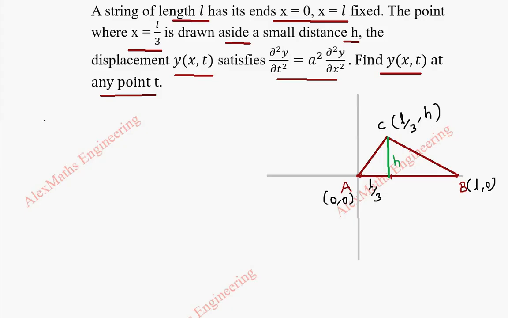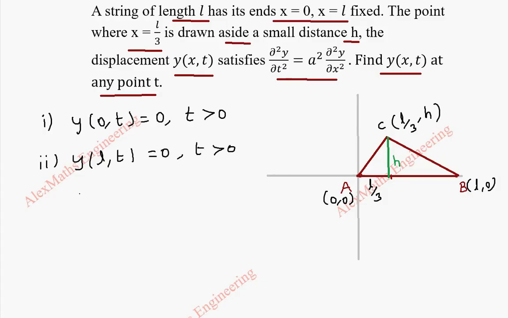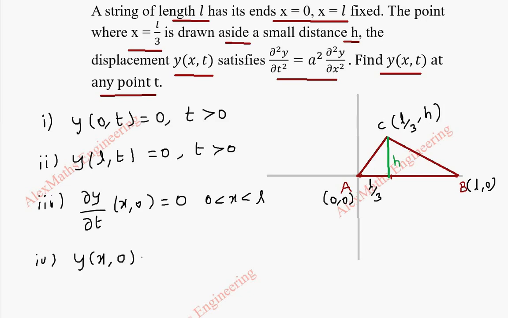Now the initial and boundary conditions. y of 0 comma t will be 0 because it is one end, for all the values of t the displacement is 0. The second condition is y of L comma t is 0 for all the values of t because it's the other end, which is fixed. And dou y by dou t, that is the initial velocity when time is 0, is also 0 for x between 0 and L, and y of x comma 0 is what we have to find.